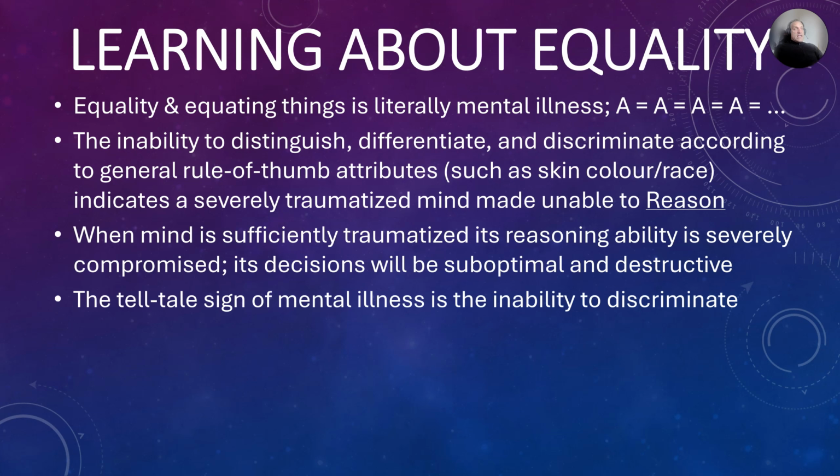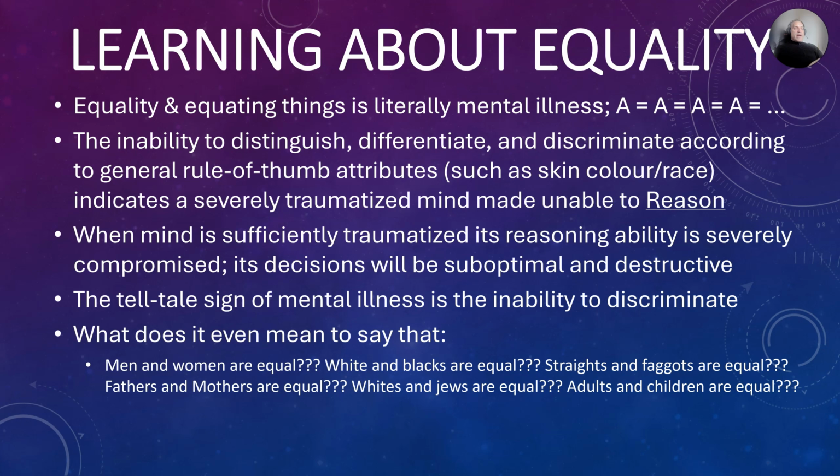The telltale sign of mental illness is the inability to discriminate and the denial of the value of differentiation and discrimination. That's the telltale sign that there is mental illness present. When you deny the responsibility to and the value of discrimination and differentiation. And I don't mean that as a pun with ontological mathematics. For example, what does it even mean to say that men and women are equal? What does it even mean? If you really think about that, it carries no meaning whatsoever to say that men and women are equal.